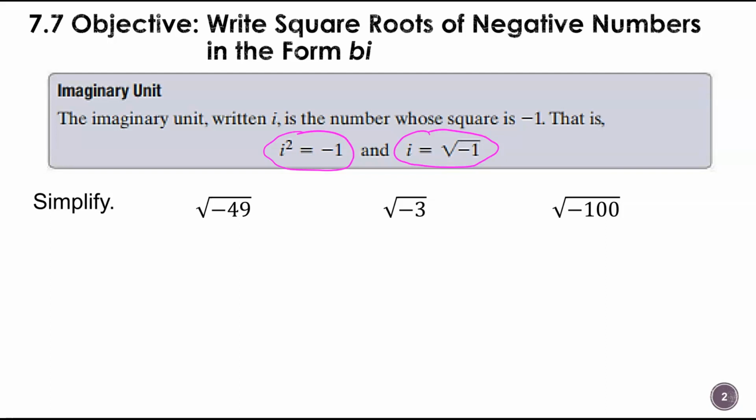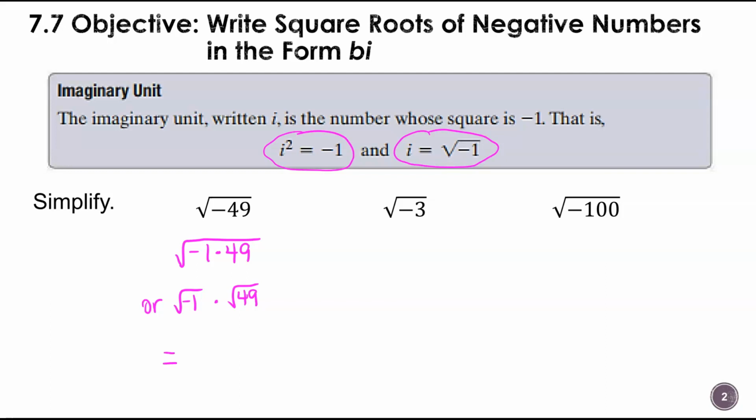Okay, so when we're looking at the square root of -49, that is the square root of -1 times 49. So we can take the square root of -1. You can also write it as the square root of -1 times the square root of 49. These mean the same thing. So you can write it under one radical or under two radicals, whatever makes the most sense.